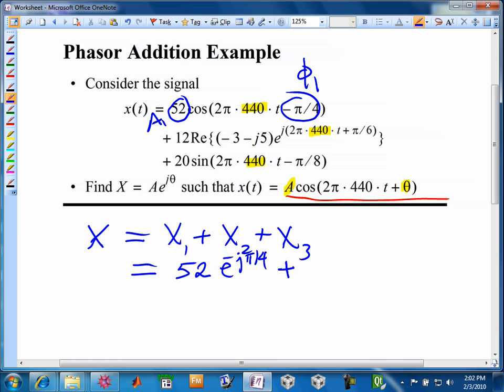Is it 12 times the quantity negative 3 minus j5 times e to the j 2 times pi over 6? Yep. You got it. Now, does everybody else understand that? Because this is fairly convoluted, but I kind of hinted at that this could be done.